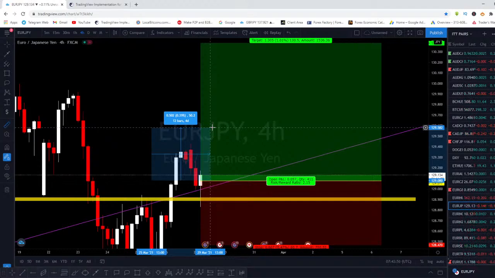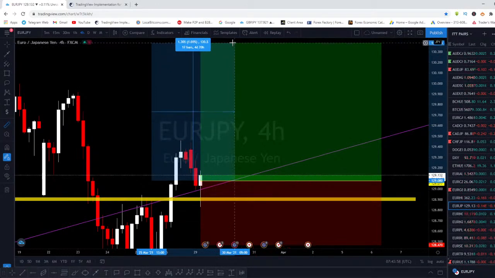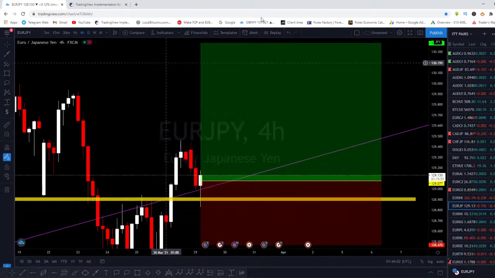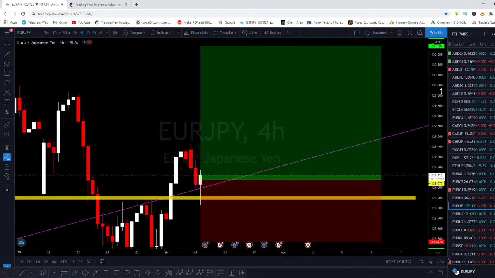Then our final take profit is around 130 pips. Yup, it's 130 pips, so that's around price, let me check that out. So that's around price 130.382. So I set stop loss, take profit, and things like that for Euro JPY buy now.